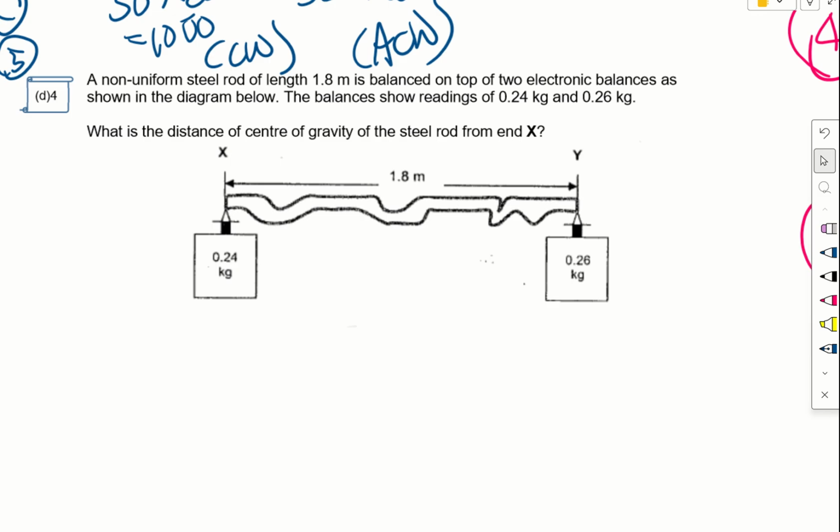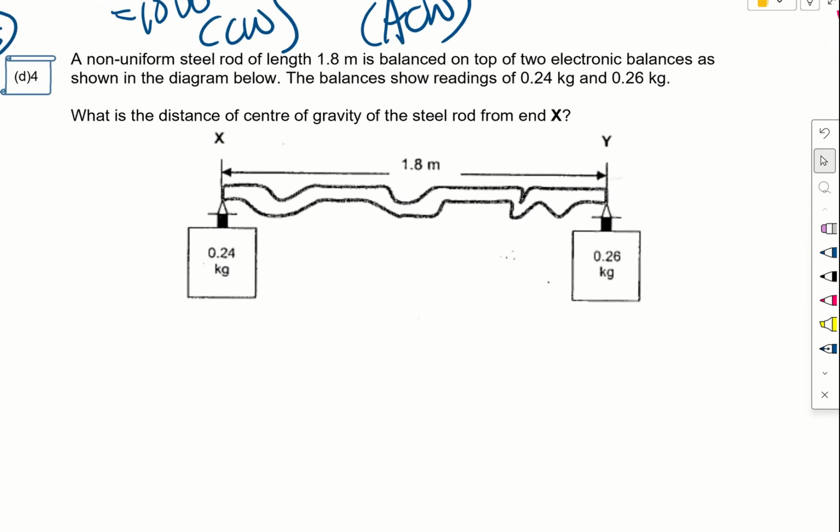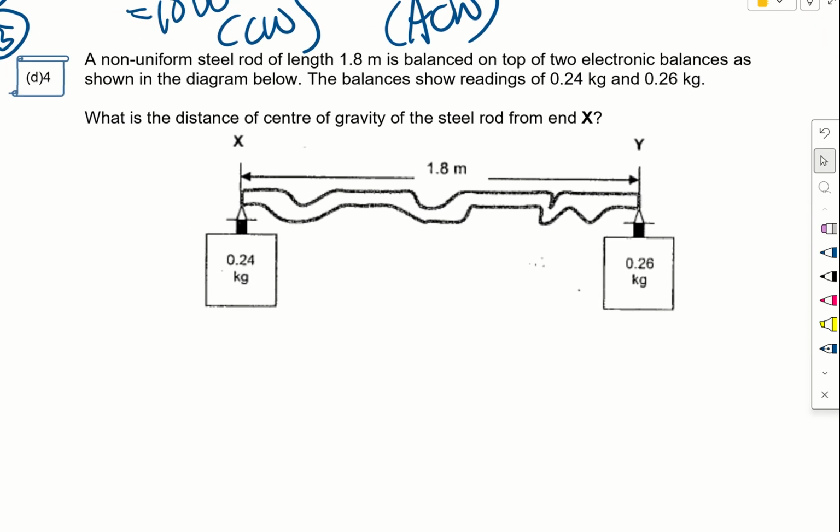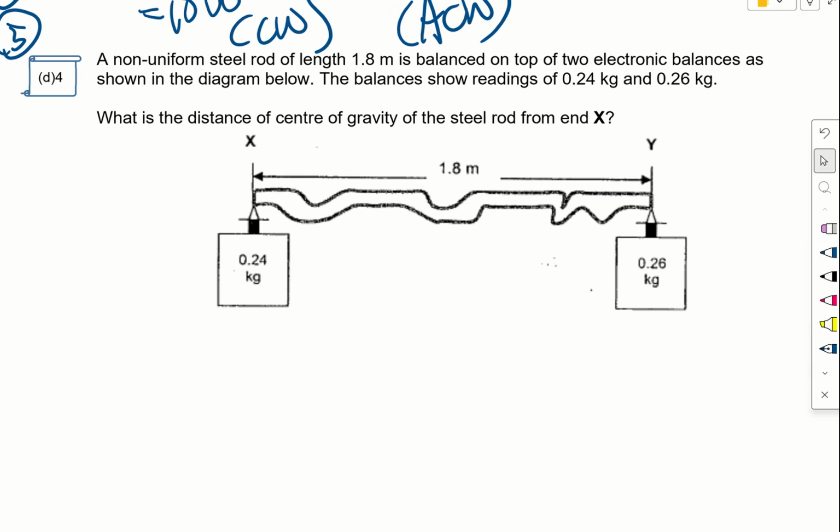Now D4, a non-uniform steel rod of 1.8 meters is balanced on top of two electronic balances as shown in the diagram below. The balances show readings of 0.24 kg and 0.26 kg. What is the distance of the center of gravity of the steel rod from NX? Of course it is not 1.8 divided by 2. It may be, but high chance that it won't be because it's a non-uniform steel rod.